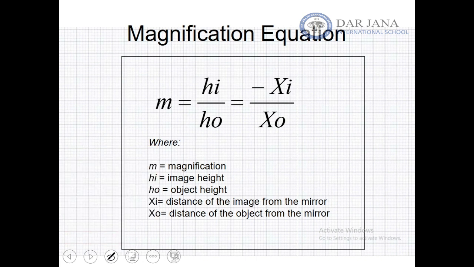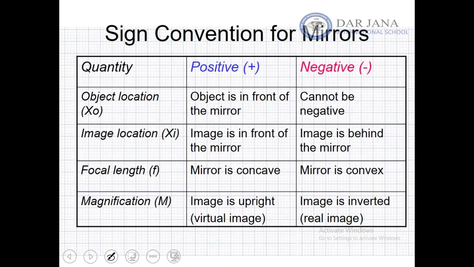So far, so good. Here we have the magnification. M stands for magnification. HI is the image's height, and HO is the object's height, in meters, or sometimes in centimeters, which also depends on the given.